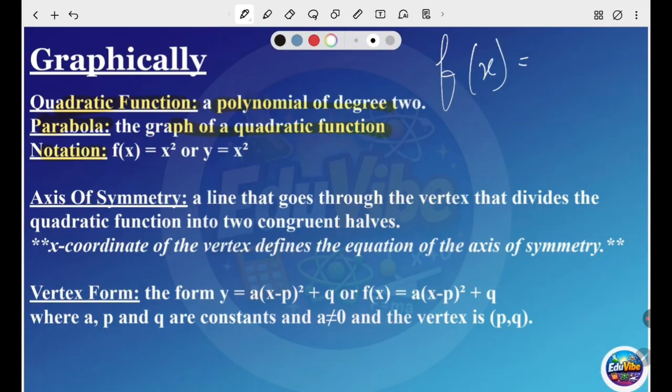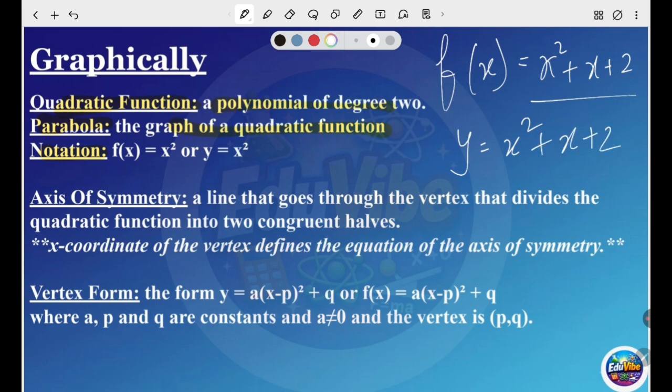If we have, for example, x squared plus x plus 2, we can write it like this as the quadratic function, or we can write it as y equal to this. We have two ways to write it.